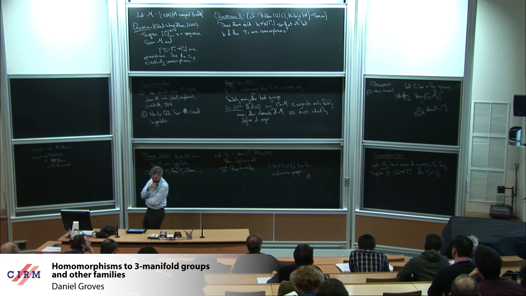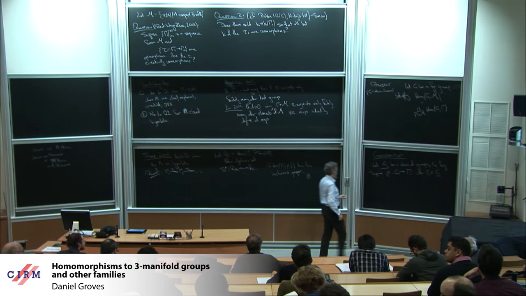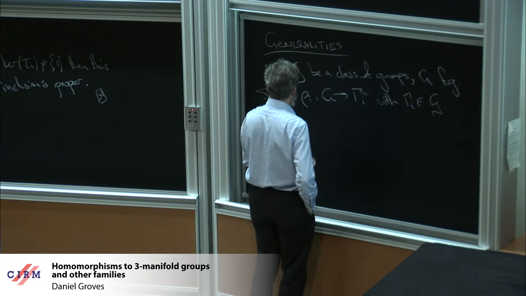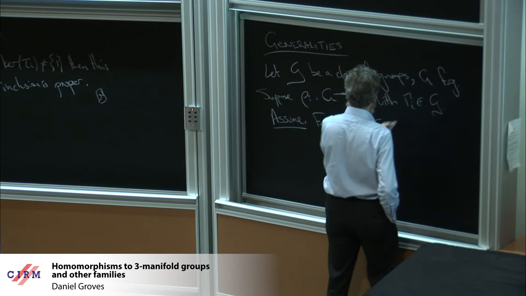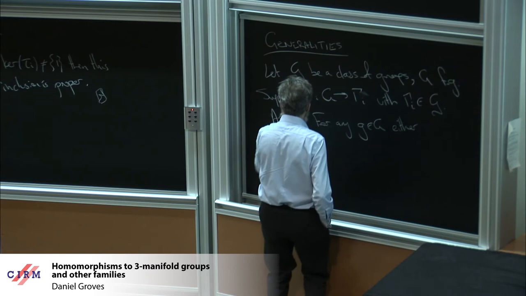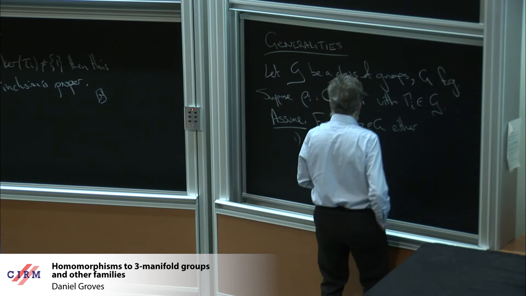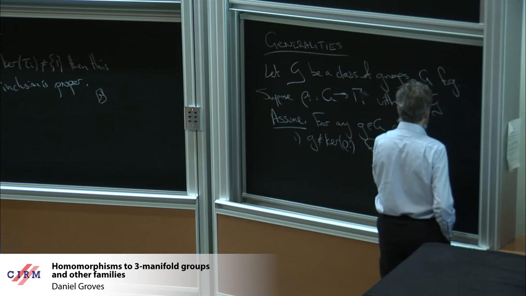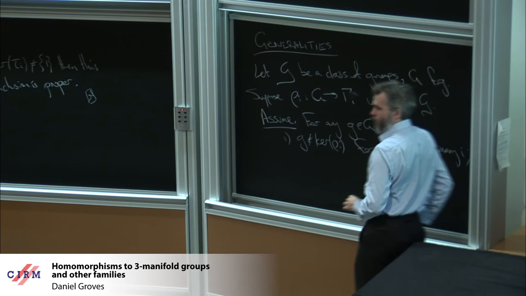Okay, so I'm going to assume the following, that for any g in G, either one, g is not in the kernel for all but finitely many i, or two, it is in the kernel for all but finitely many i. It doesn't bounce backwards and forwards infinitely often.